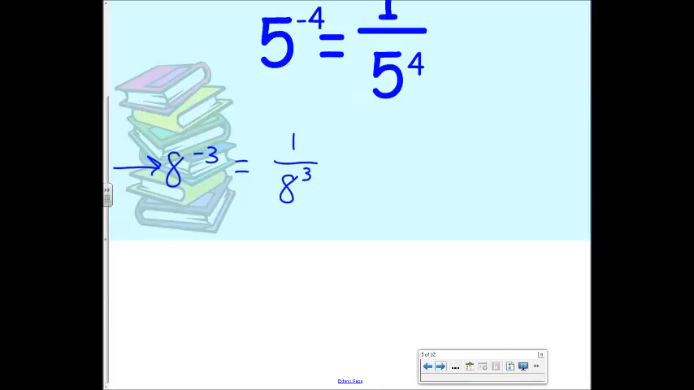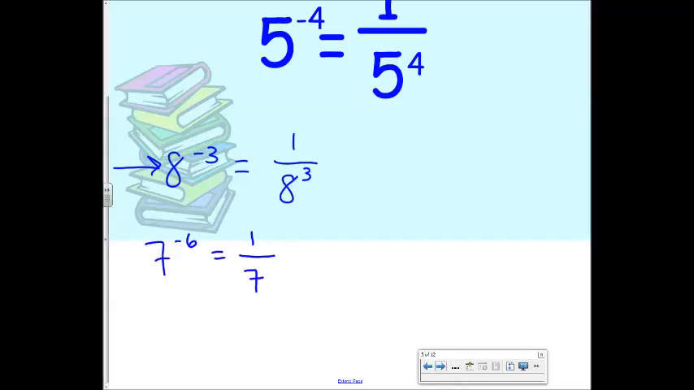Yeah? So we can't write 8 to the negative power like that. We need to put it in the fraction, because this takes away the negative sign. You're moving it into the denominator, which takes away the negative sign. So then again, if you had something like 7 to the negative 6th, what would that give you? 1 over 7 to the positive 6.